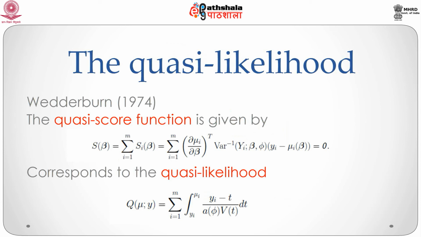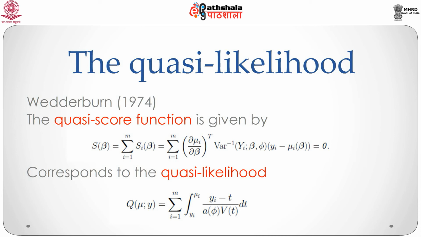The quasi-likelihood technique was introduced by Wedderburn in 1974. He defines the quasi-score function given by S(beta), assuming that the parameter is beta, equal to summation 1 to m S_i(beta), where S_i is the contribution to the score function from the ith individual. Assuming a GLM, this is equal to summation i=1 to m (del mu_i del beta)' variance inverse V_i(beta, phi) into (y_i minus mu_i(beta)) equal to 0. Now, in saying that we have assumed a GLM, I mean, however, that we have only assumed the form of the variance function and not that the GLM holds in the sense of the parametric distribution.